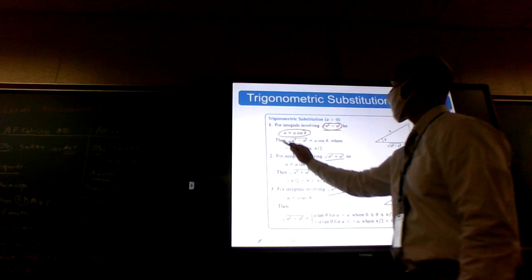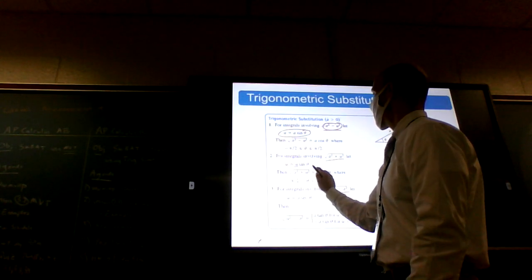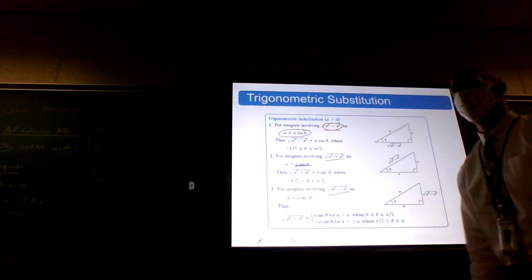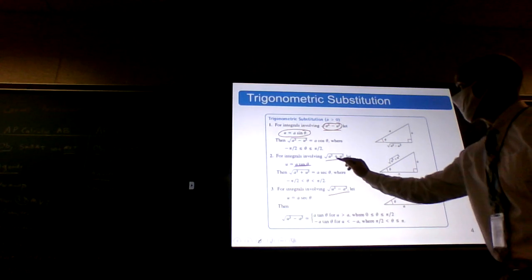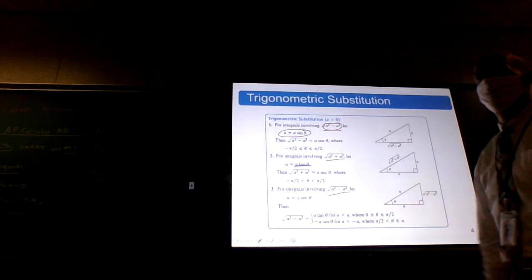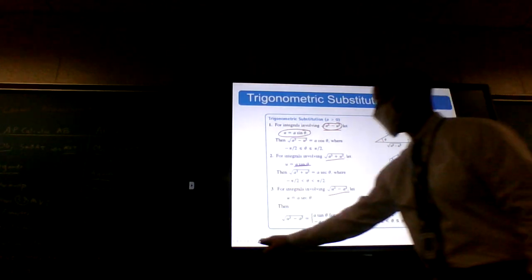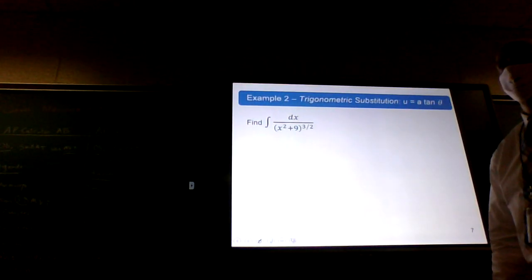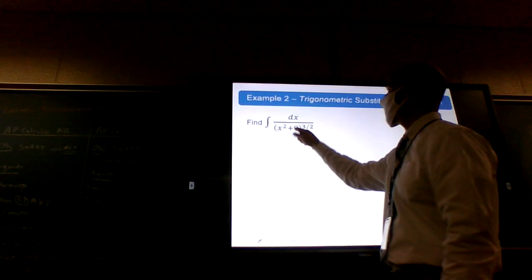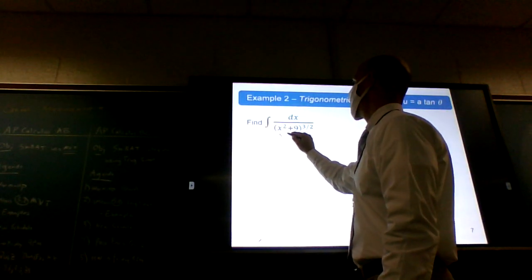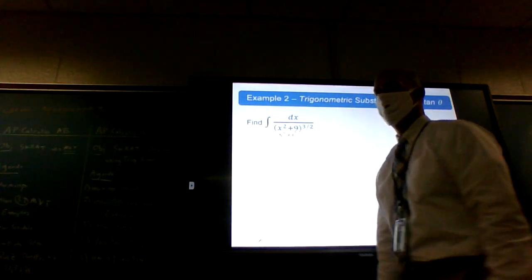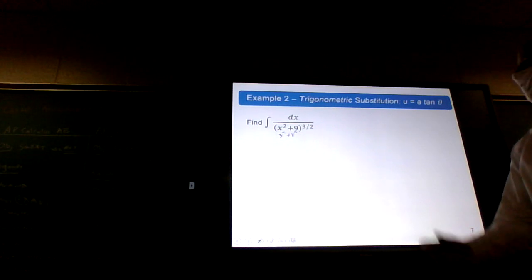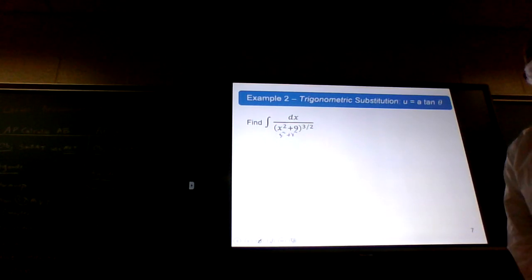So let's look at the next one. We just did sine, right? What's the next one going to be? It's going to be tangent. Now for tangent, you want it to be something like a squared plus u squared. So let's look at our next example right here. Would you guys agree that x squared plus 9 could be thought of as 3 squared plus x squared? Addition is commutative, so you could switch those around.